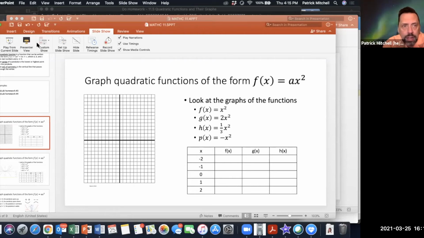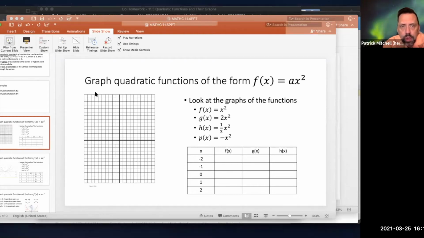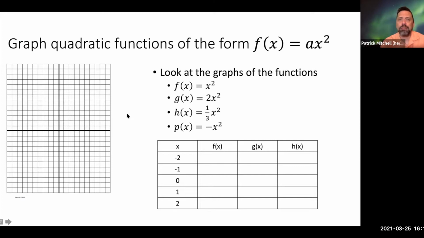Okay, and I have a little activity for you here. So now we're going to talk about graphing quadratic functions of the form f of x equals ax squared. And I just realized something. Okay, so we're going to look at the graphs of these functions: f of x equals x squared, g of x equals 2x squared, h of x equals 1/3 x squared, and then p of x equals negative x squared.